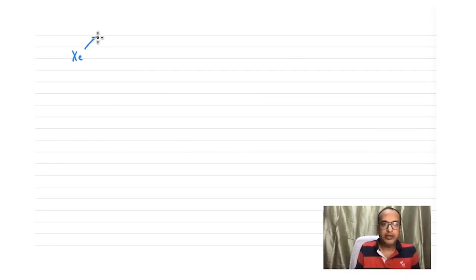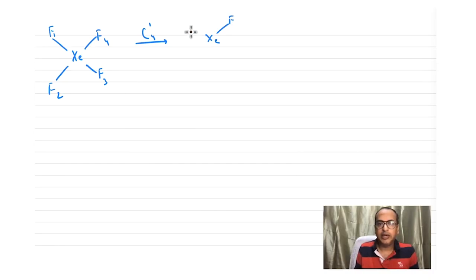So Xe, F, F, F, F, 1, 2, 3, 4. Okay, let's quickly do C4 1. Okay, what do we get? Xe, F, F, F, F. So this is a rotation by 90 degrees. C4 1, 2π by 4, right? So this is a 2π by 4 rotation, which is 90 degrees. So 90 degree anticlockwise, 1 will come over here, 2, 3, 4, right?